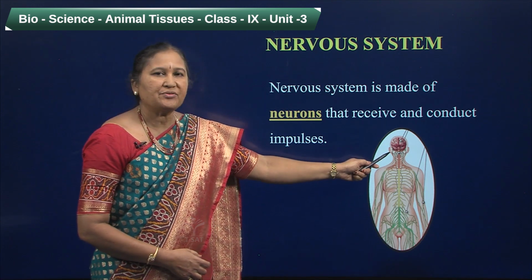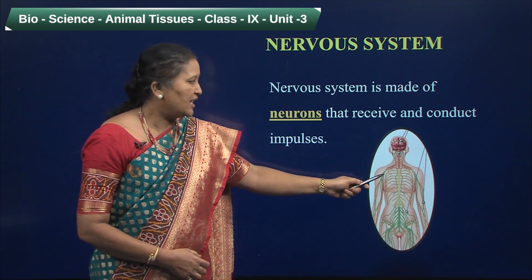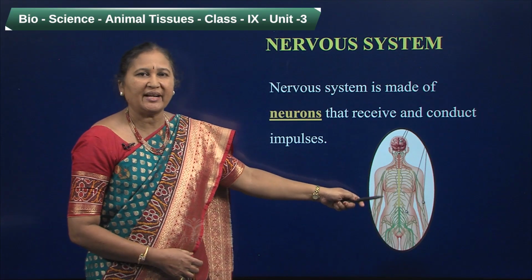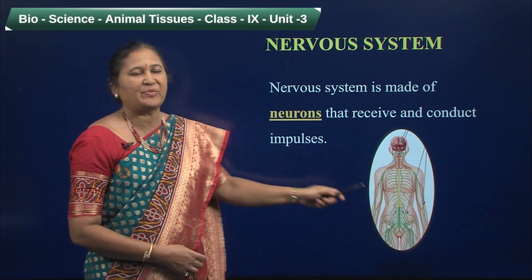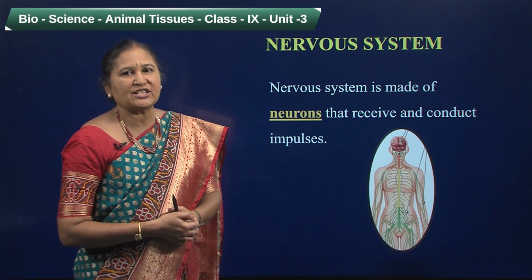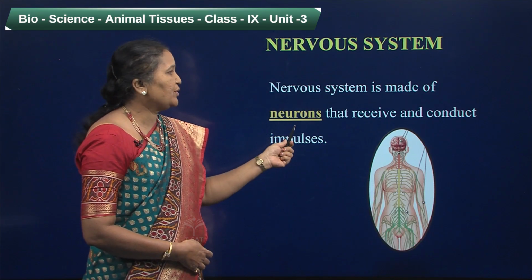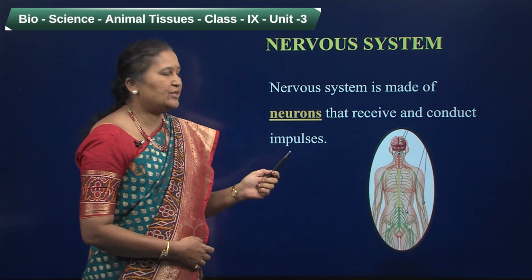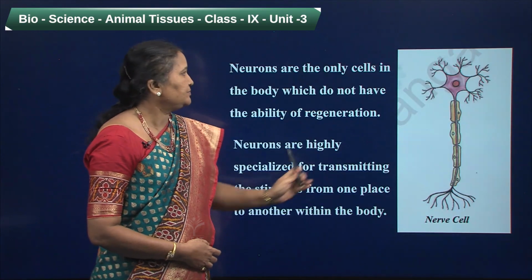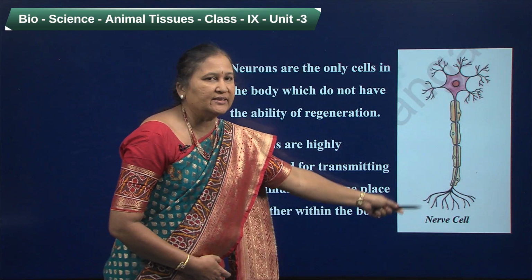The nerves arising from the brain are called the cranial nerves. So the brain, spinal cord and nerves play an important role in the nervous system, and the cells of the nervous system are called neurons or nerve cells. The nervous system is made up of neurons, and neurons receive and conduct impulses. And this is a nerve cell.